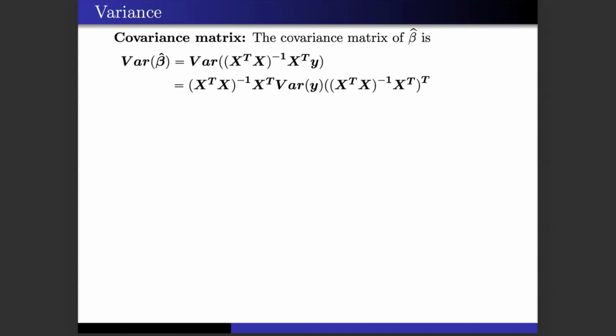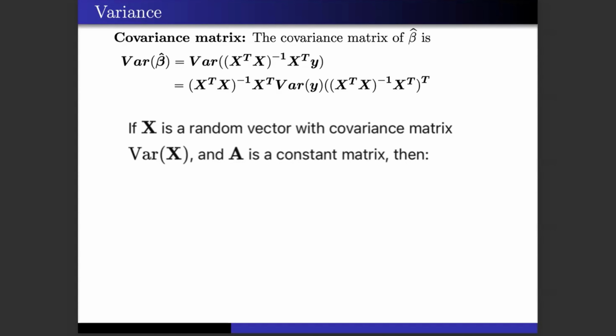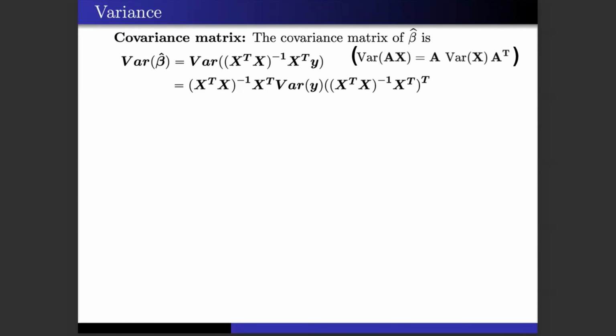Next, we use a formula of variance, that variance of a matrix A multiplied with x is equal to A times variance of x times A transpose. We use that formula over here and treat (X transpose X)inverse X transpose as a fixed matrix A. Applying that formula would give us (X transpose X)inverse X transpose times variance of y times the transpose of (X transpose X)inverse X transpose.